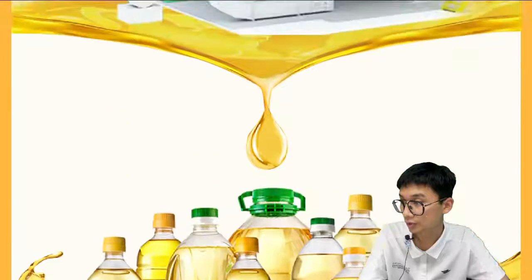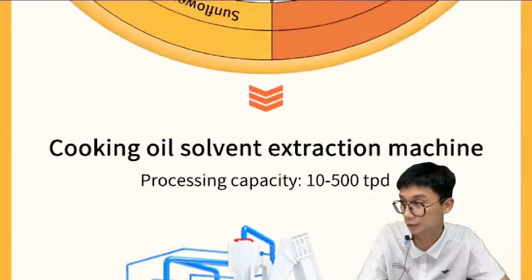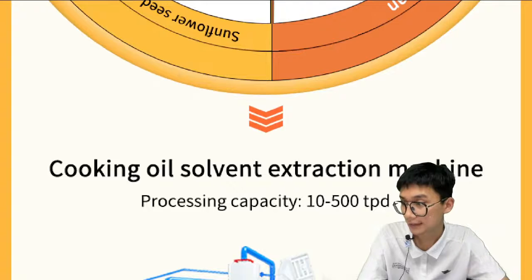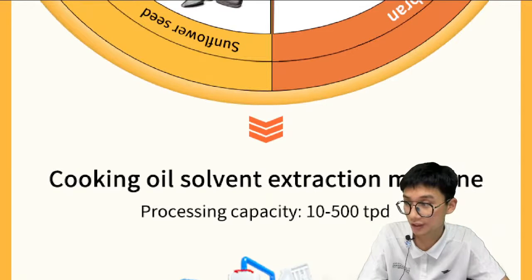And this is the crude oil that we finally get. This is the solvent extractor. Normally it is for 10 to 500 tons per day.